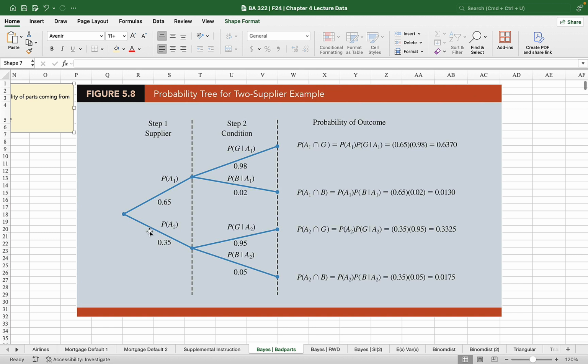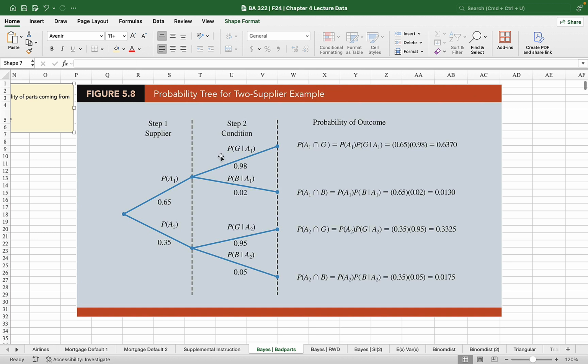But one of the problems we're having is that there's a part that is bad, and we're trying to figure out where these bad parts are coming from. If we looked only at our first piece, we'd say, hey, 65% of our parts come from supplier 1, so the probability that this part came from supplier 1 is 0.65. However, we updated this with a new condition, and the condition hinges on the fact that supplier 1 and supplier 2 don't supply equal proportions of good parts and bad parts.